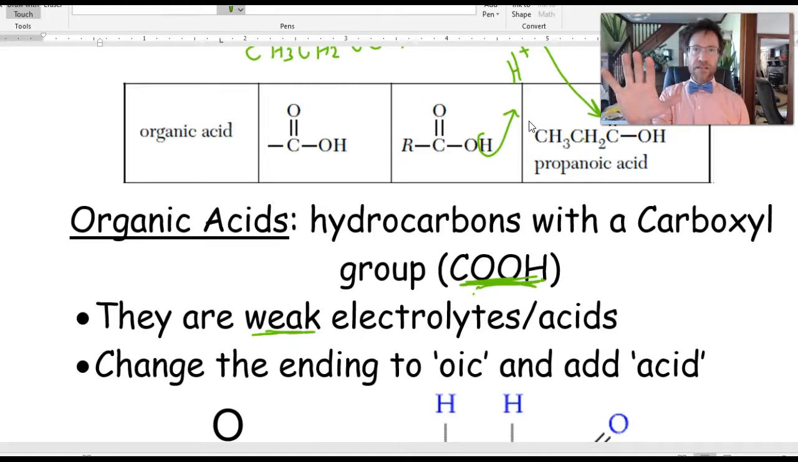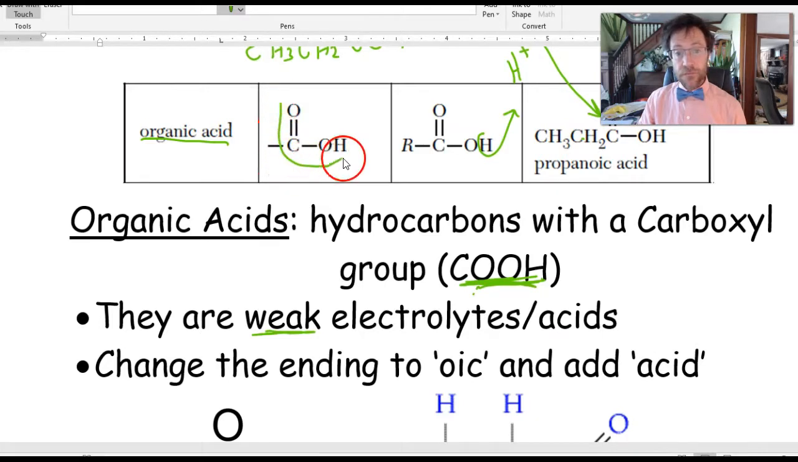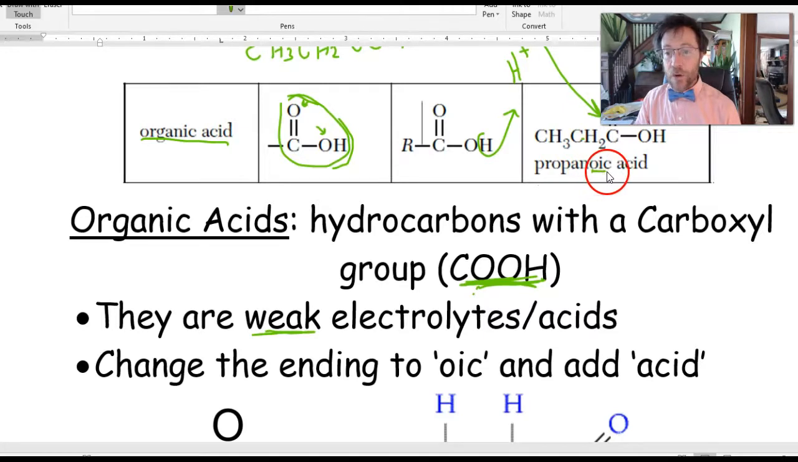So let me take a step back. The organic acid functional group looks like this, right? Where you have, what's it called, a carboxyl. There's your carboxyl group, and a hydroxyl group right there. This is the whole thing. And this is what the name looks like. What we're gonna do is change the end to oic and then say acid. So just as before, you count the longest sequence of carbons: 1, 2, 3, meth, eth, prop. Instead of propane, it's propanoic acid. That's really all there is to these things.